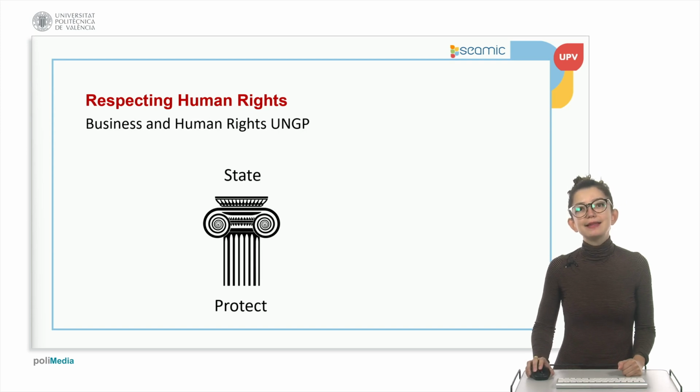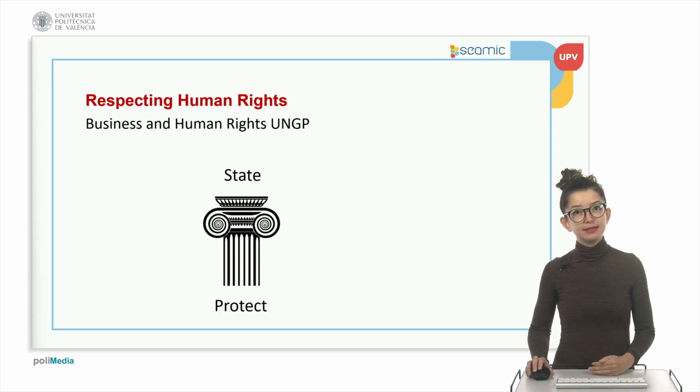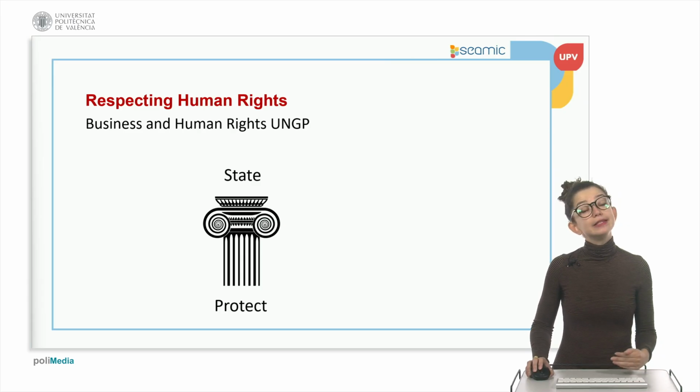So, the state has an obligation to respect, protect, and fulfill human rights and fundamental freedoms. To achieve this, it has at least 2 founding principles. The first one is that states must protect against human rights violations by preventing, investigating, punishing, and remedying these violations. And second, the state must clearly state that they expect companies to respect human rights in their activities.